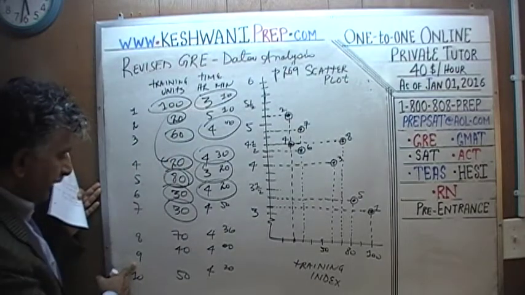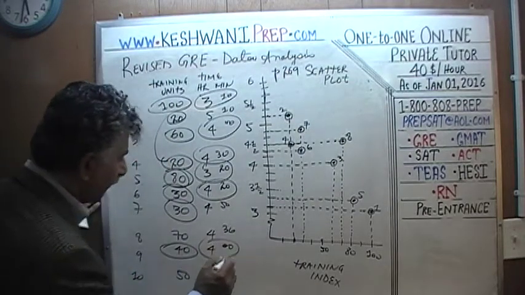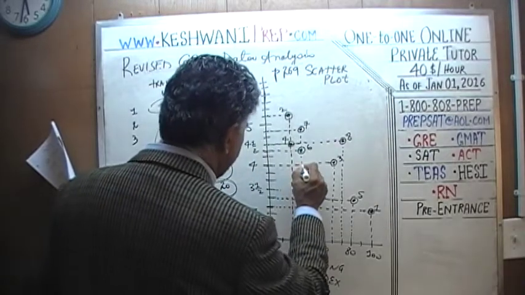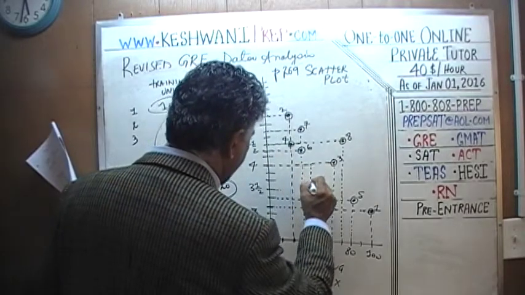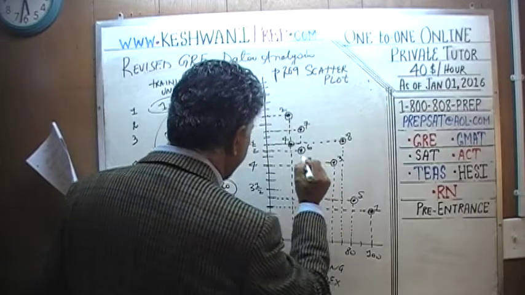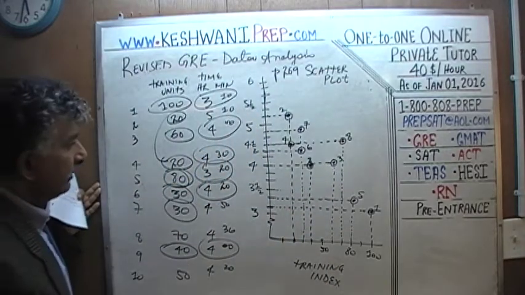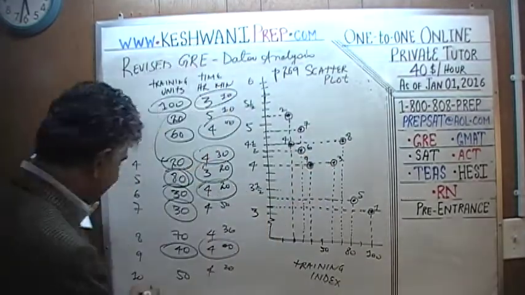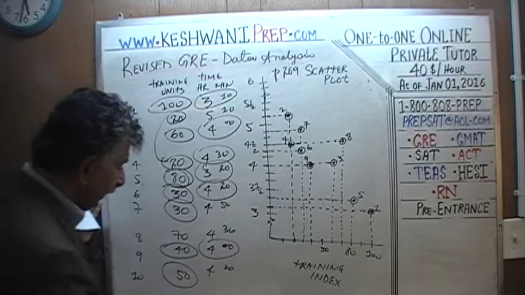Then we have guy number 9, which is 40 and 4 hours exactly. 40 is right here, and 4 hours exactly is right here. That was our guy number 9. That is 8. And finally, the last guy, he trained for 50 units, and he was able to do it in 4 hours and 20 minutes.